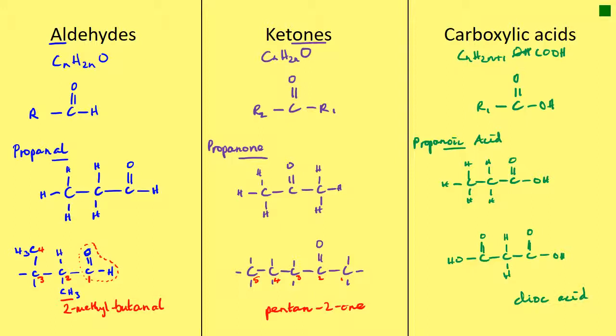And the first part of the name, as usual, comes from the number of carbons in the carbon chain. And in this case we've got 3, so it's going to be propanedioic acid.